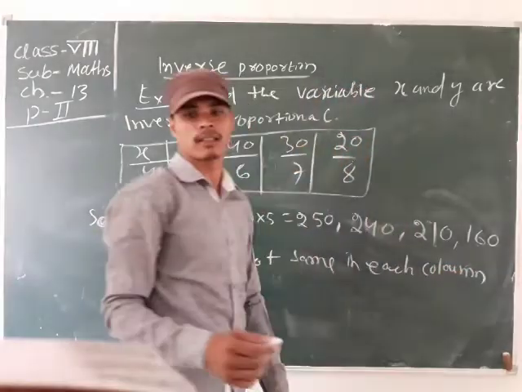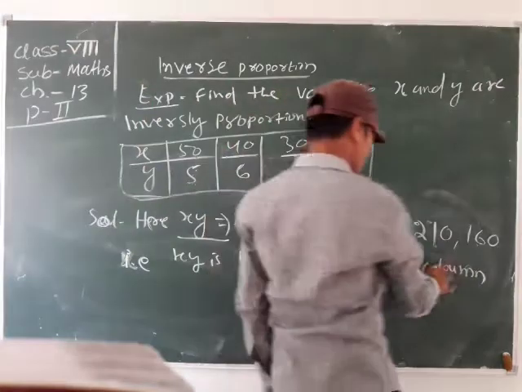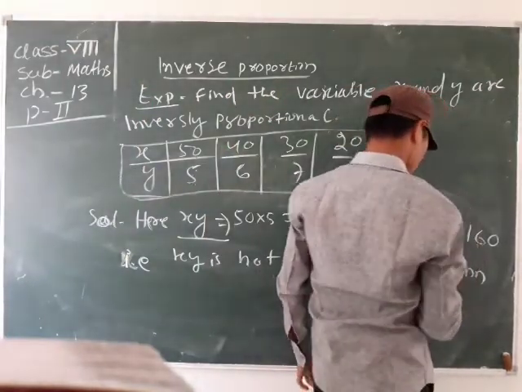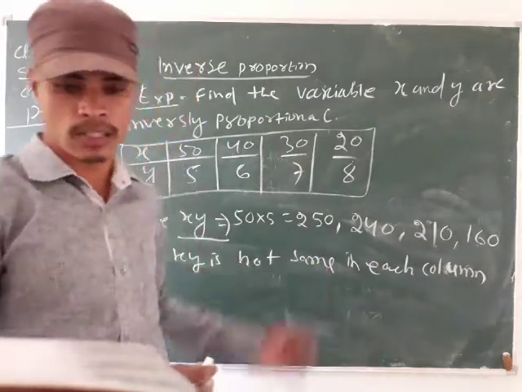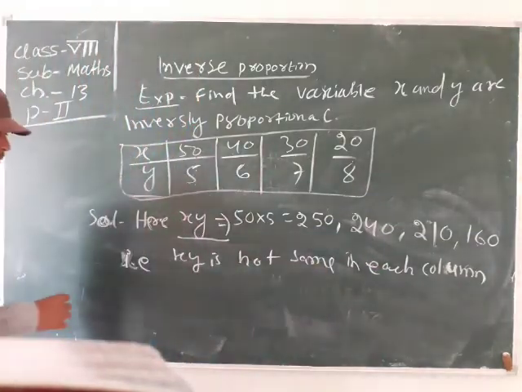In each column, is it the same? See, it is not the same in each column. That means there is no same value. So x and y are not in inverse proportion.